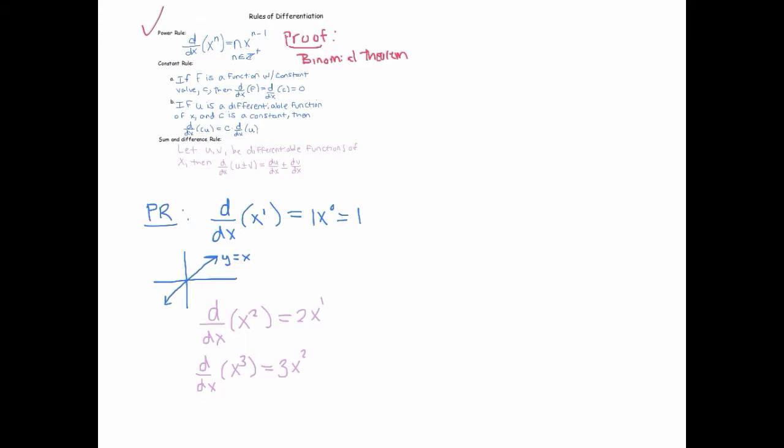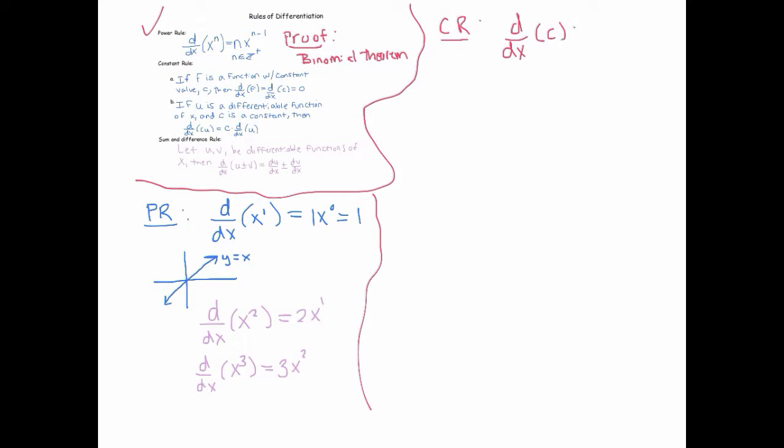Now let's take a look at the constant rule. So let's go, I'm going to block this off. Let's go do the constant rule. So the constant rule says, sort of two pieces to it. It would say that the derivative of a constant is equal to 0, and this shouldn't be a surprise because the line y equals c is a horizontal line whose slope is always 0.